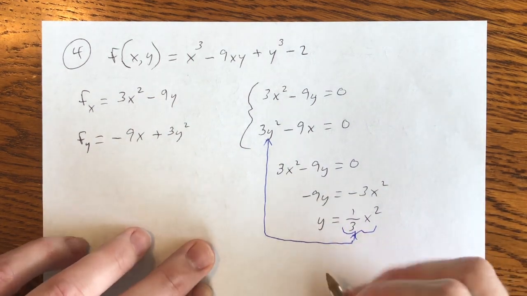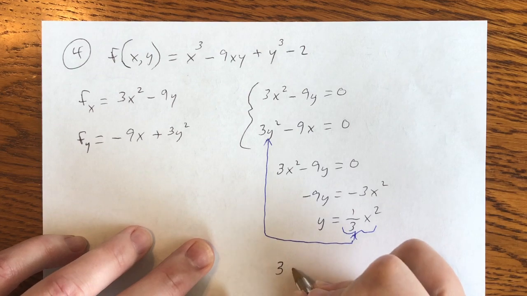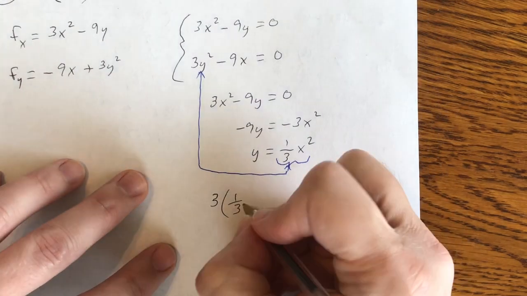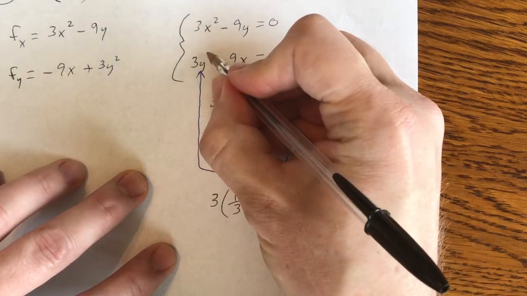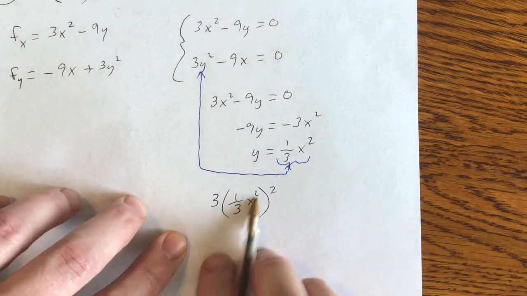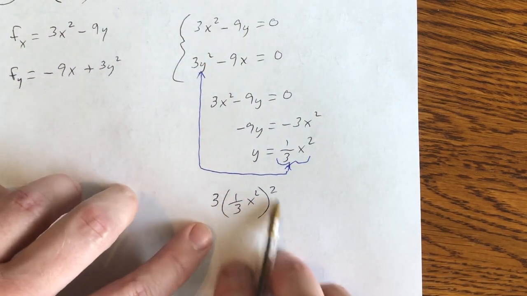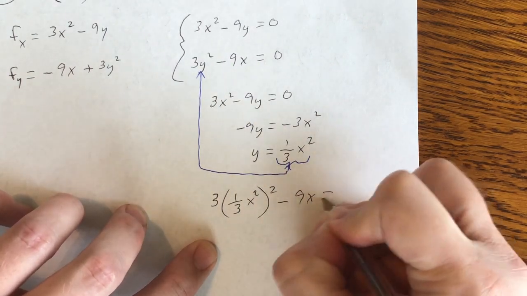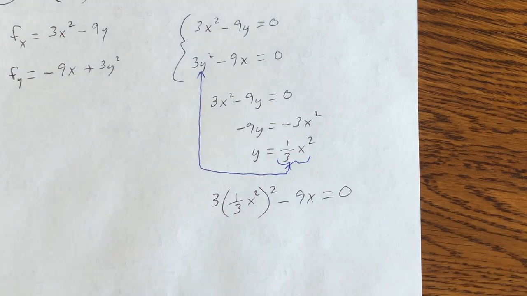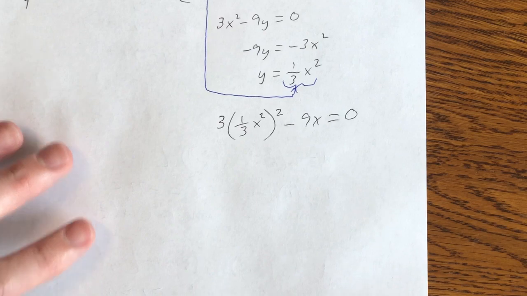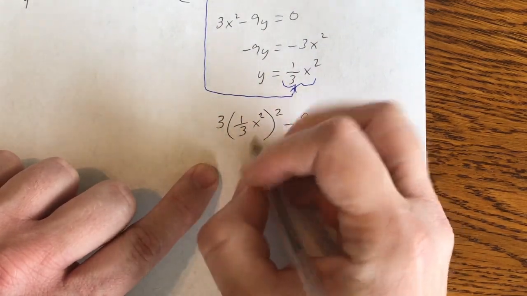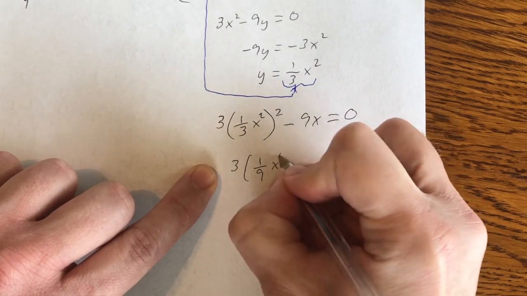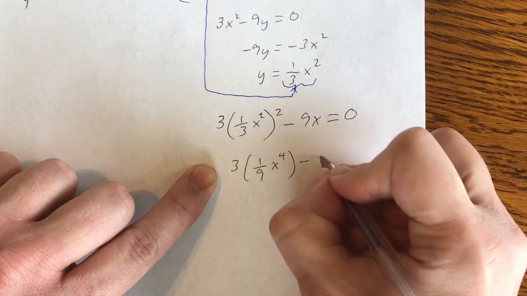So let's use substitution now and work that out. So in other words, 3 times whatever y is, which is 1/3 x squared, and then you square it. This entire thing is y. Because y is being squared, you square this entire quantity. All right, then let's work out the rest. Minus 9x, or write down the rest, I should say. Minus 9x equals 0. All right, let's solve this equation then for x. So let's square this term. We would get 3 times what? 1/9 x to the 4th. And then write down the rest.